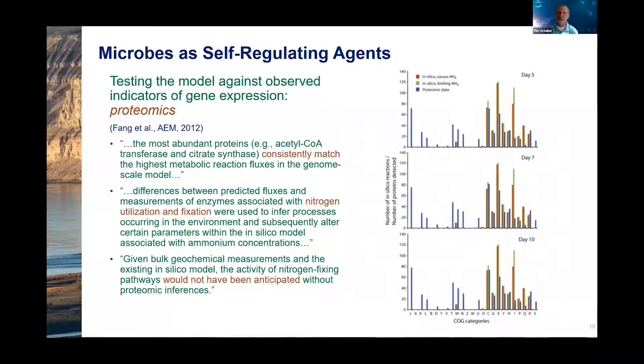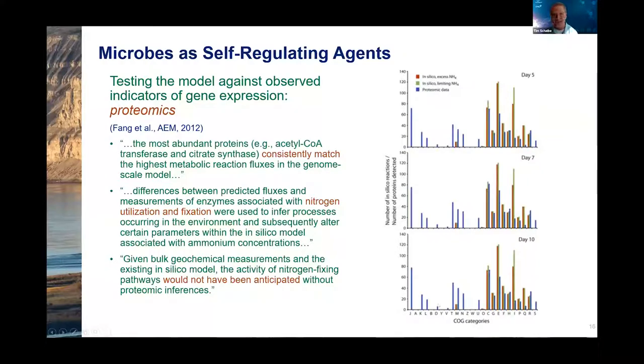Now, a really interesting work that followed up, Yulin and Steve and Mike Wilkins and some other folks did some really interesting work by testing this model at Rifle against some other omics. These are observed indicators of gene expression, proteomics, basically measuring the proteins that are observed, which indicates which pathways are actually being expressed in the field by the microorganisms. This graph from their paper shows how they compared the proteomics data, which are the blue bars, with the in silico model predictions under either limiting ammonium or excess ammonium conditions. And what you can see is that there's actually a lot of correspondence between the predicted pathways that were supposed to be active according to the genome scale model and the proteins that were expressed, representing the activity of those pathways. They concluded in their paper that the most abundant proteins consistently match the highest metabolic reaction fluxes predicted by the genome scale model, which was encouraging.